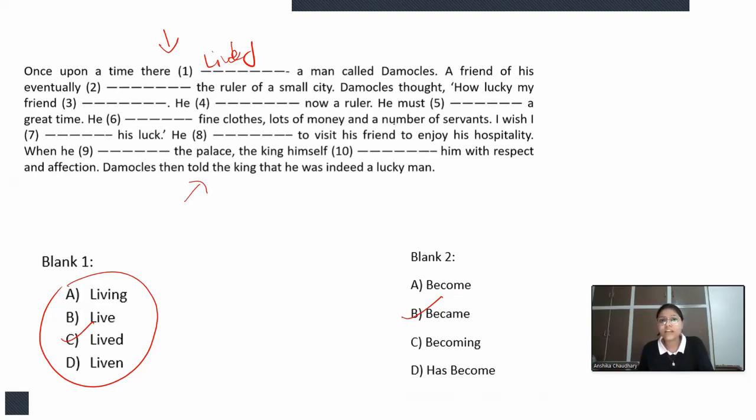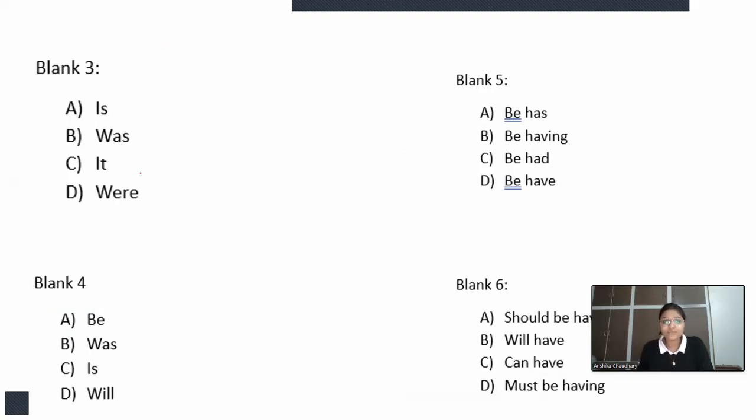Moving forward, Democles thought, "How lucky my friend." The options available are is, was, it, were. Now you might be thinking that it should be was, because we are talking about past and we have to use parallelism. But no, guys, you are wrong here. Was is not the correct answer, is is correct. Now let me tell you why.